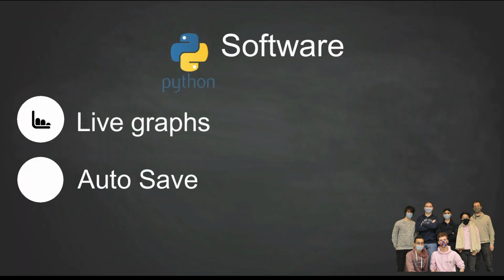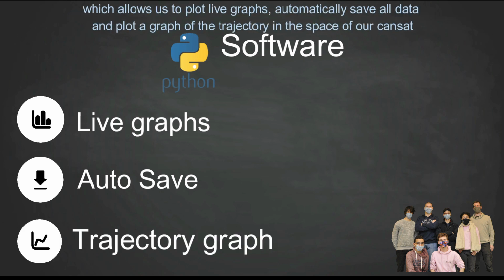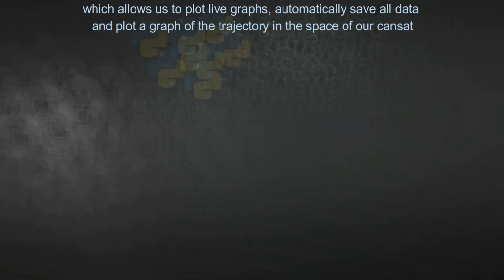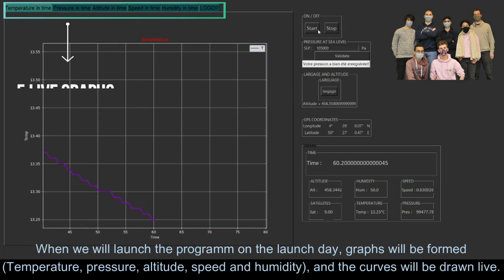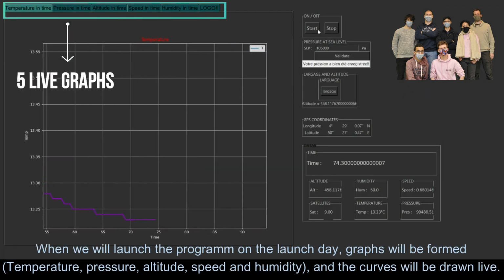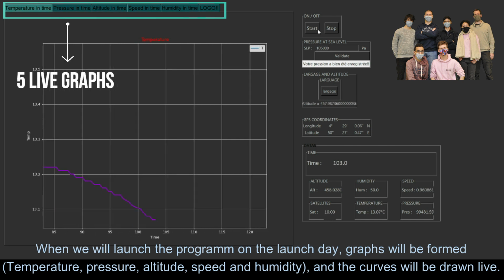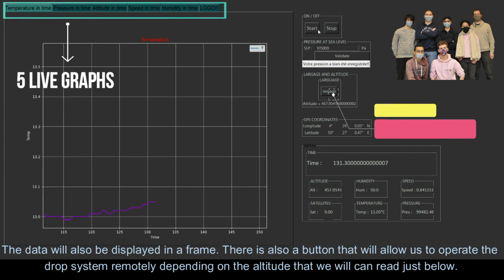We have developed it with the help of Python data processing software, which allows us to plot live graphs, automatically save the data, and plot a graph of the trajectory in the space of our Cansat. When we launch the program on a launch day, graphs will be formed: temperature, pressure, altitude, speed and humidity. And the curves will be drawn live. The data will also be displayed in a frame.